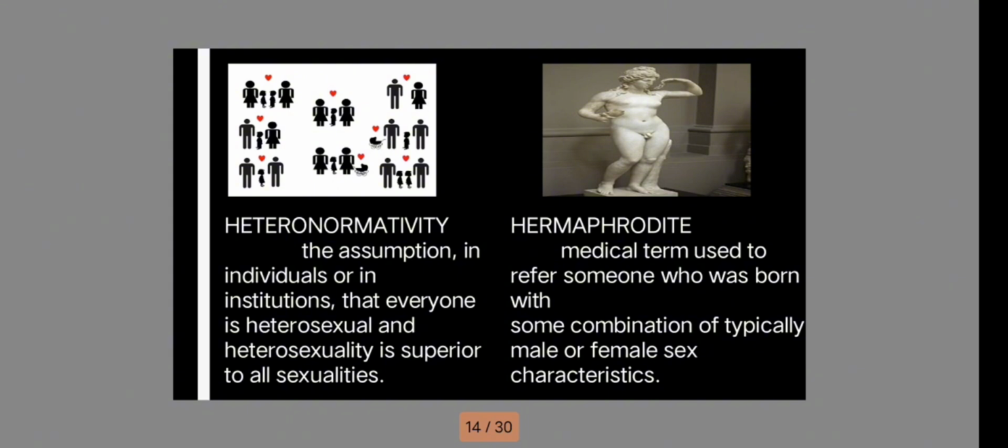Now, hermaphrodite is the medical term used for someone who was born with some combination of typically male and female sex characteristics. Hermaphrodite is another term for intersex people. Okay? If you can see on the photo, the person has a penis, but also the characteristics of the large breast of a woman. Hermaphrodite or intersex.